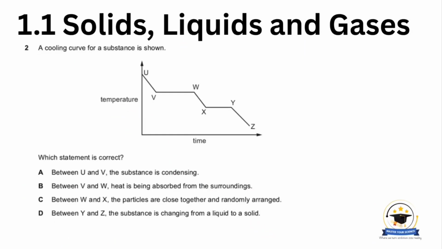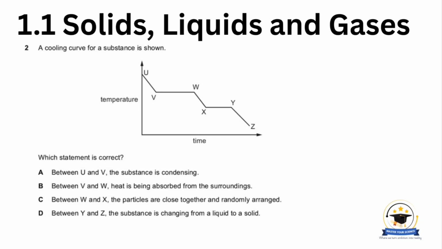Let's take a look at this cooling curve taken from the February-March paper of 2025. Remember that when looking at heating and cooling curves, the slanted lines are the ones that show the substance at a specific state, while the horizontal lines show the points where a change of state is taking place, such as melting, boiling, or condensation. So since we are looking at a cooling curve, we start off with a gaseous substance.